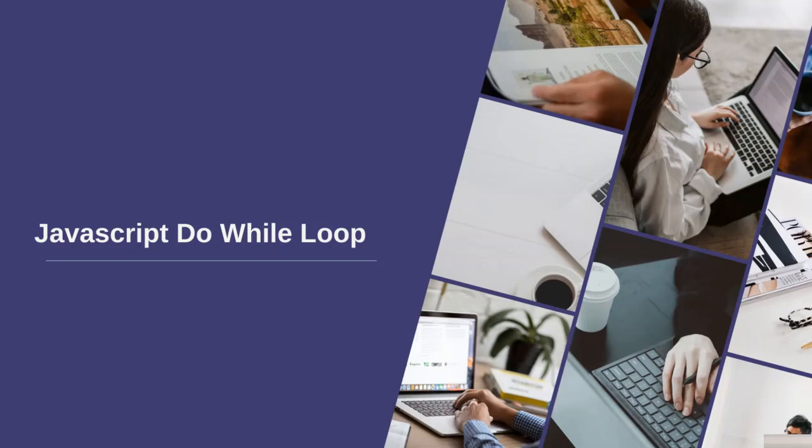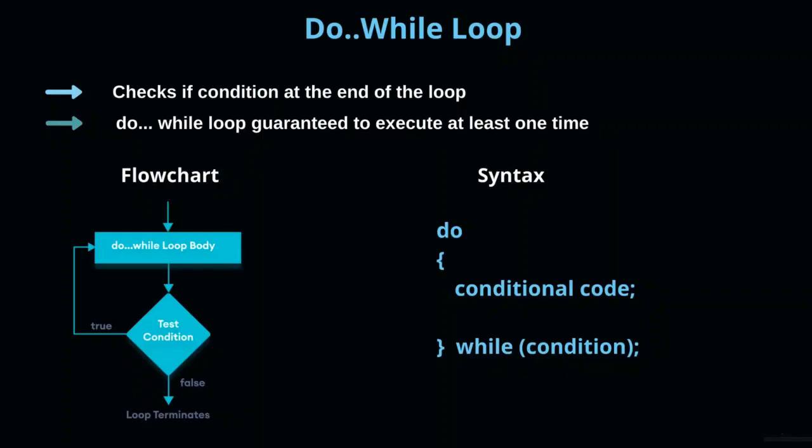Now let's begin with the do while loop. The do while loop is different from any other loop we have learned. It checks the condition after the loop execution. That means the loop will get executed at least once, and after the one execution it will check the condition. If it is true, it will execute again, otherwise it will be terminated.